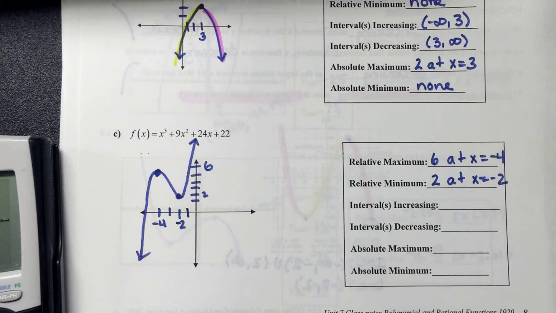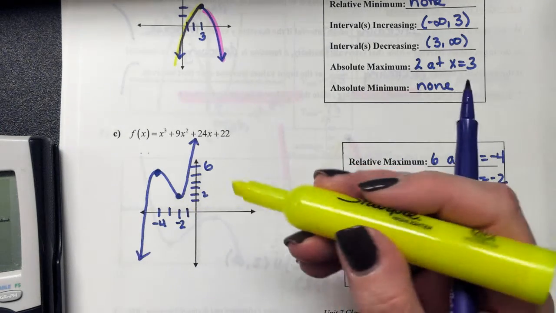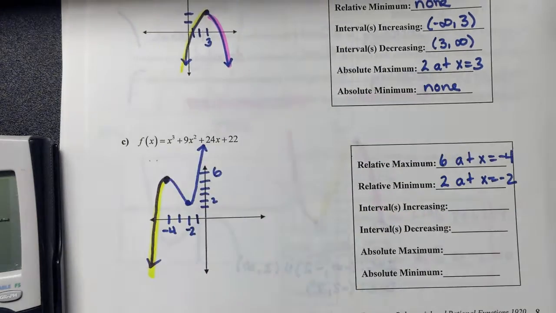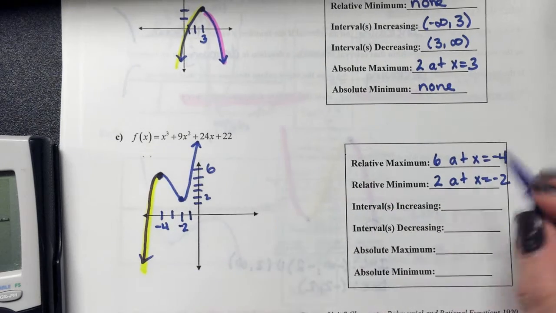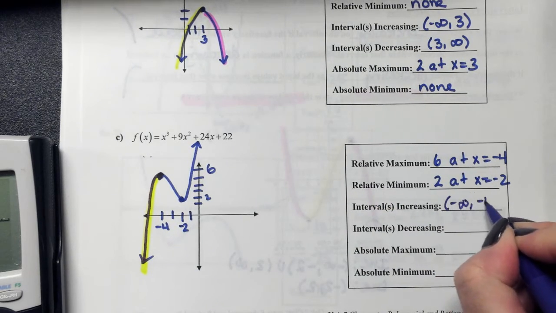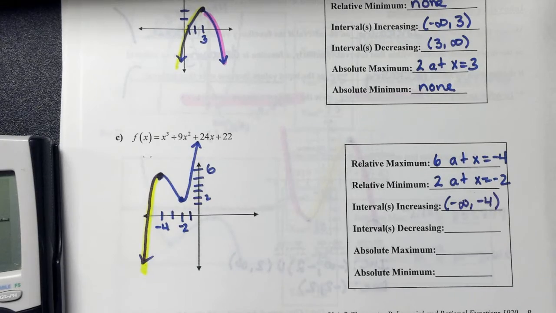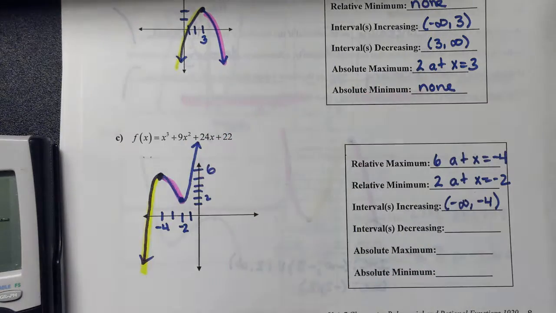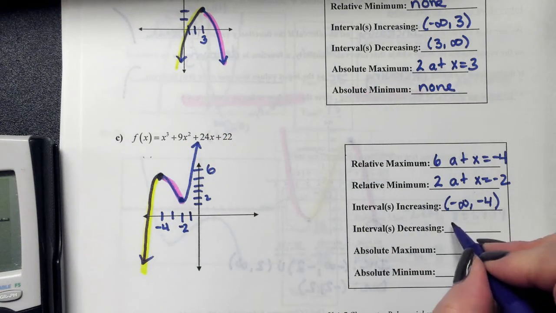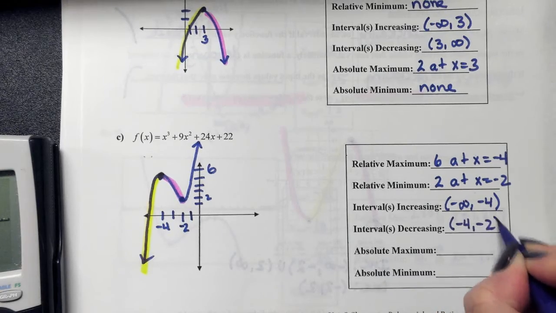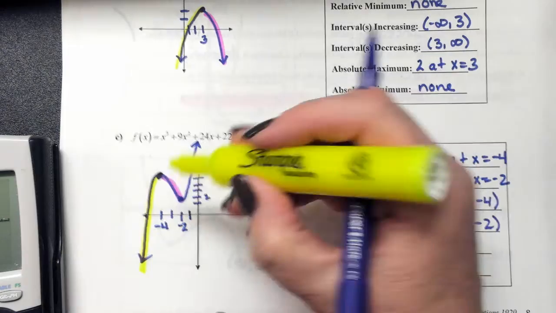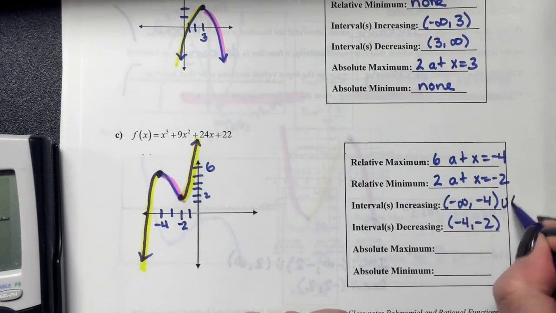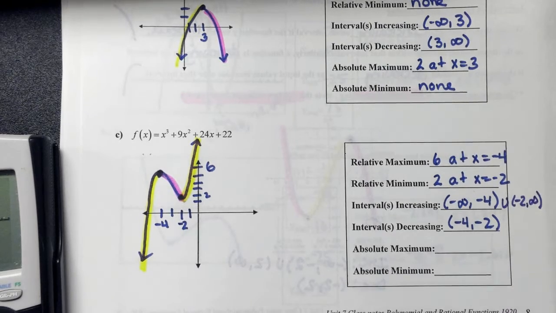So now my intervals of increasing and decreasing. Again, when I read this graph, I always start on the left. So notice my pen is going up until I hit negative 4. So I'm going to state my interval of increasing from negative infinity to negative 4. And then notice when I pass through my relative maximum, my pencil no longer is going up, it's going down. So I would say that I'm decreasing from negative 4 to negative 2. And then my pencil, as I trace my graph, goes back up. So I know it's going to be increasing from negative 2 to infinity.